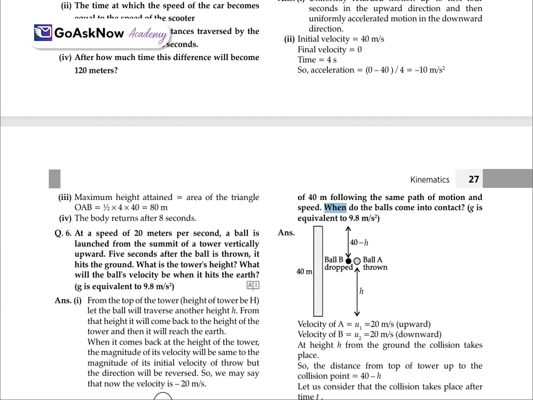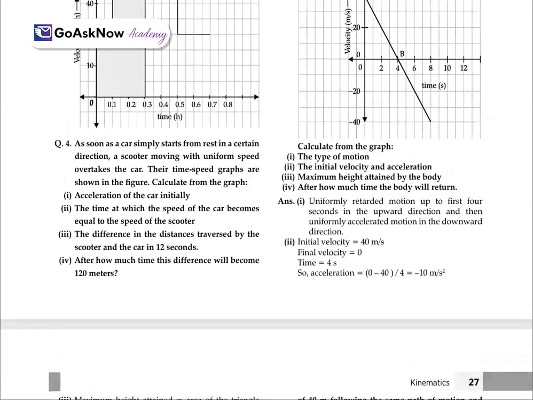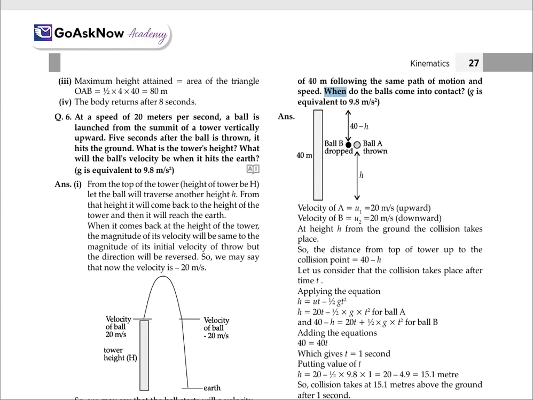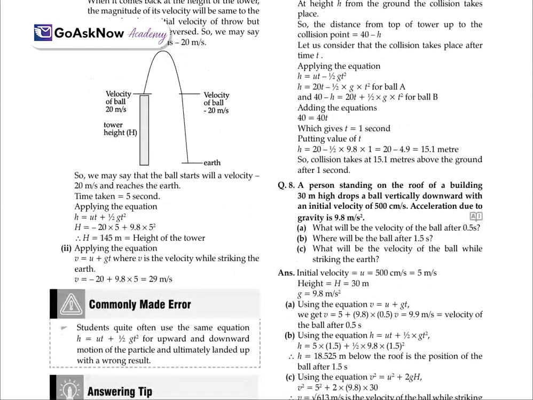All the things depend on the formulas of acceleration, velocity, distance, displacement and speed. Maximum height attained is the area of triangle, the area it's covering, OAB. It means half into 4 into 40, which is 80. And the body returns in 8 seconds. So this is all about some basic questions. One more question, let's read it.